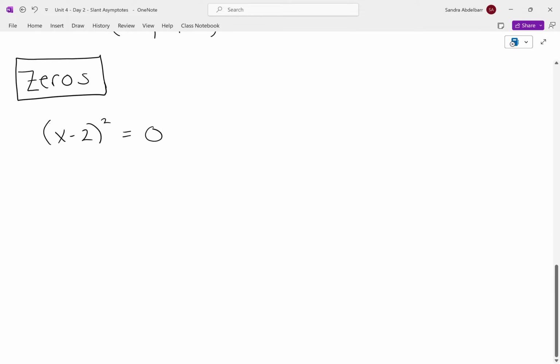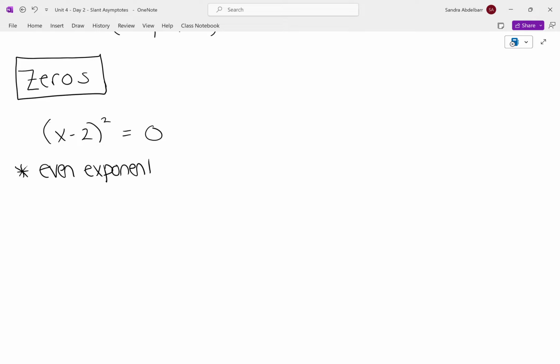But think in the world of sketching. When we have this, isn't this an even exponent? Because it's an even exponent, is this a cross or is this a bounce? This is going to be a bounce. So where are we going to bounce? We're going to bounce at x minus 2 equals 0, so x will equal 2. So it's basically a double root. It counts twice. That's why we're bouncing.